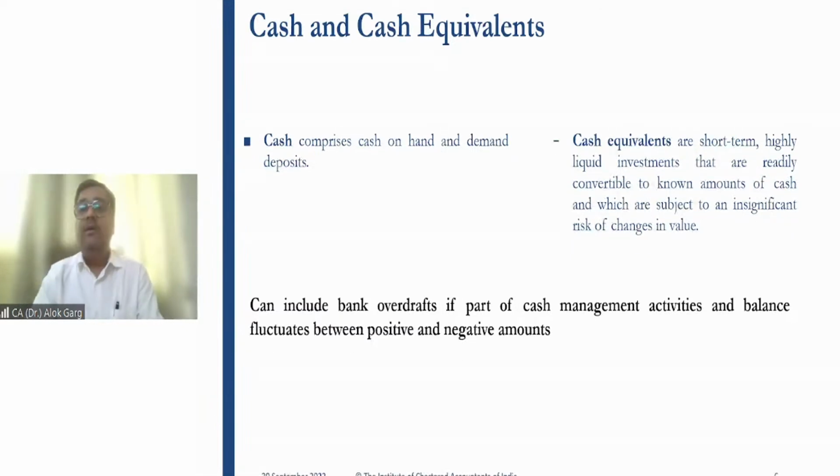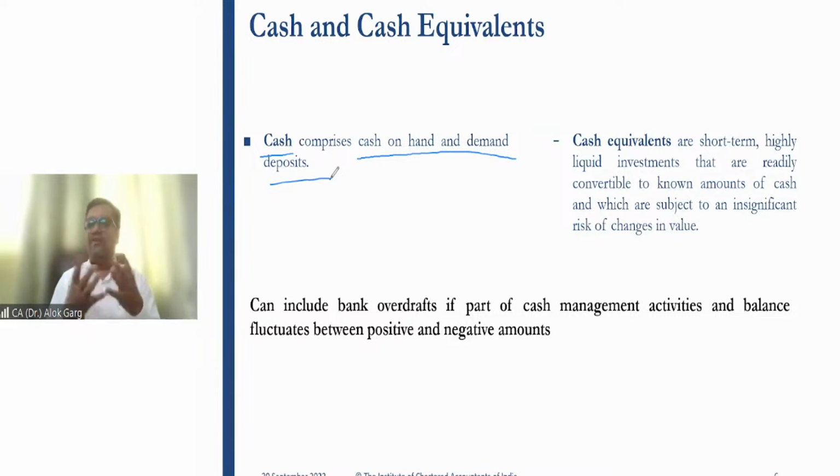Okay. Now the first thing, cash and cash equivalent. Sir, what is the meaning of cash and cash equivalent? It comprises two parts, one cash and the second cash equivalent. Cash comprises cash on hand and demand deposits.